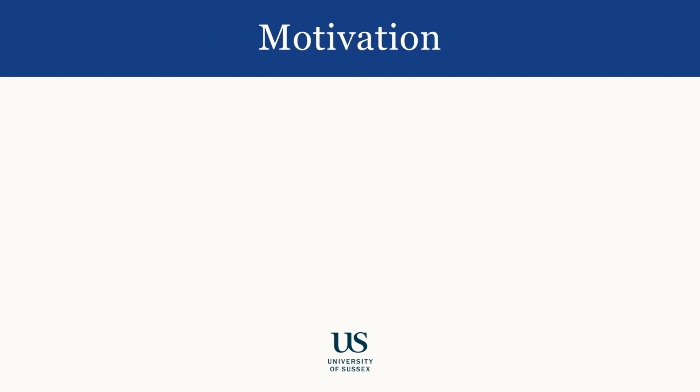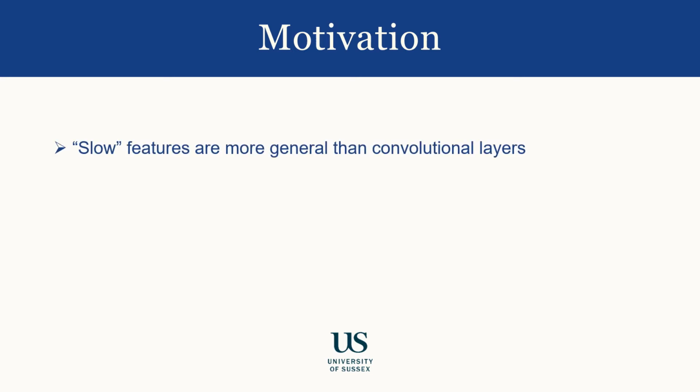The motivation behind our work is the fact that the computed slow features are capable of representing a broader functional spectrum than convolutional layers, including convolutions themselves. This led us into investigating whether these features could be used as a replacement or an addition to convolutional layers in a sensor-based locomotion classification task.